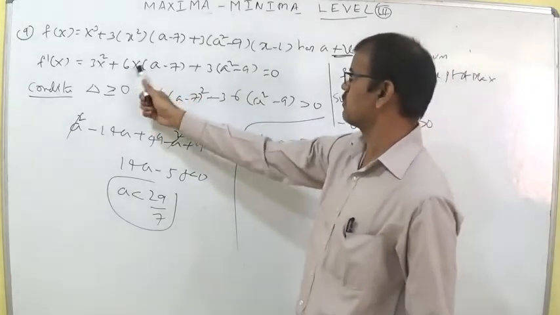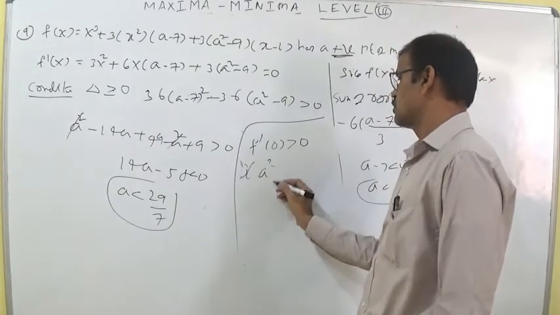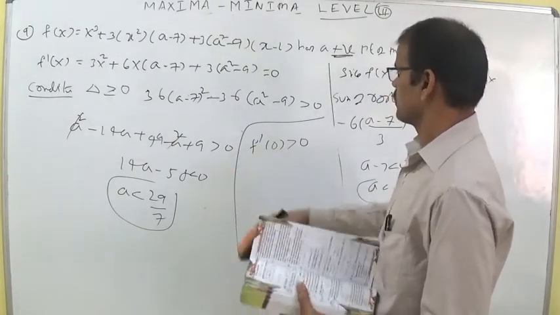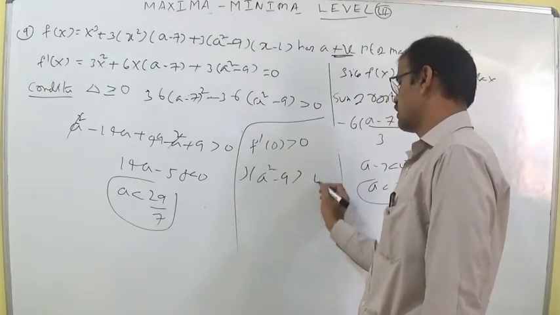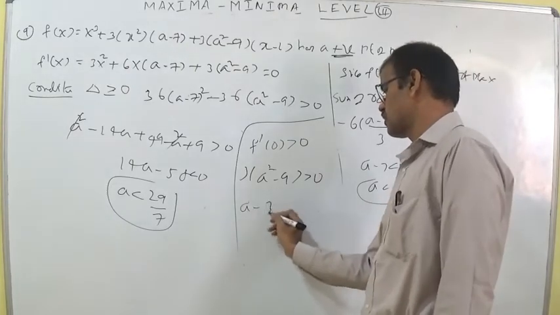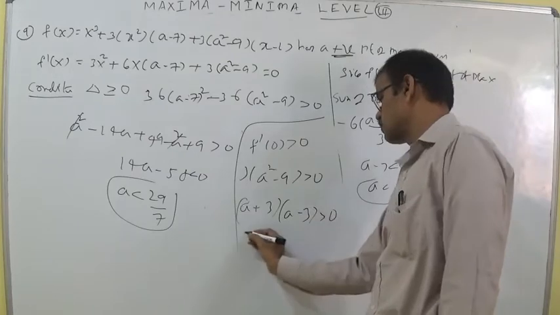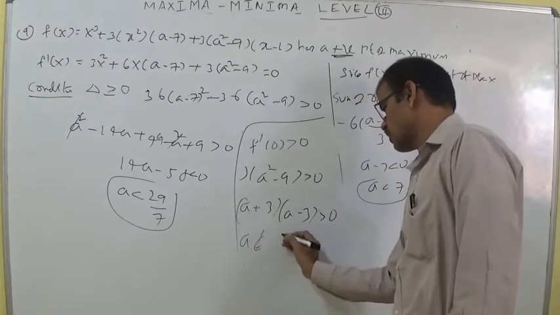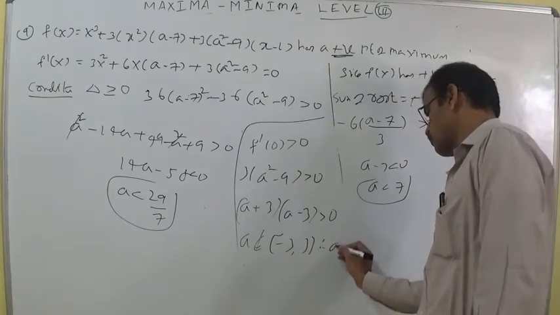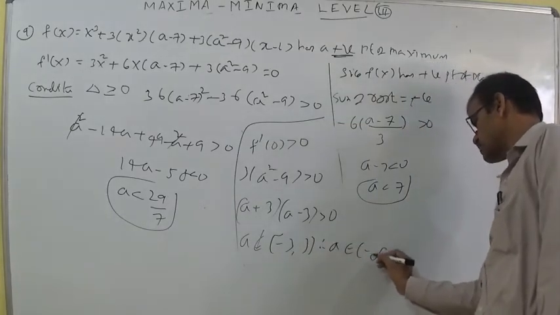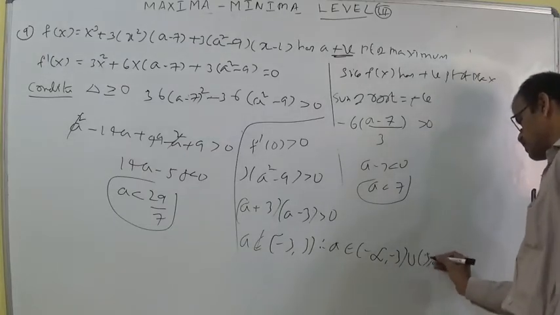Here you can substitute in f dash of 0, then 3 a square minus 9 greater than 0. So here you can write a plus 3 into a minus 3 greater than 0. So a does not belong to the closed interval minus 3 comma 3. Therefore a belongs to minus infinity comma minus 3 union 3 comma infinity.